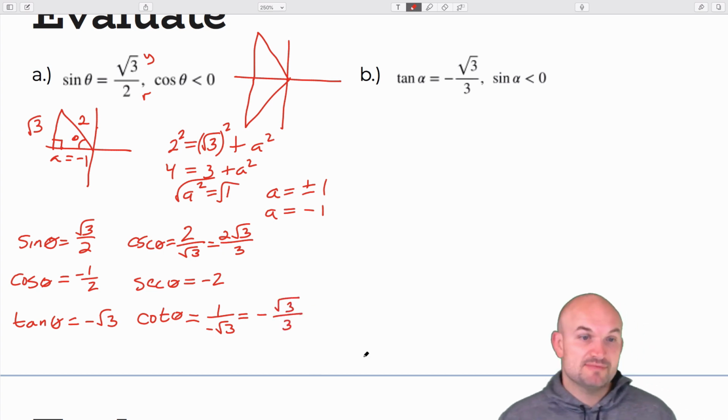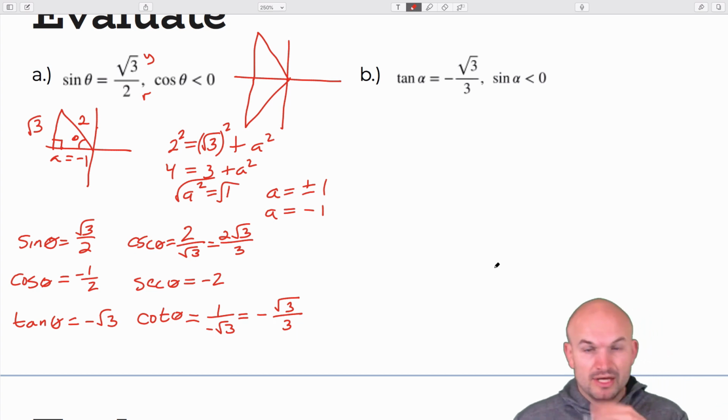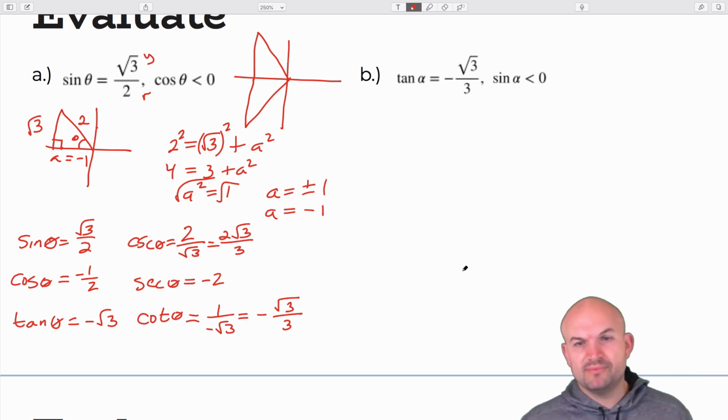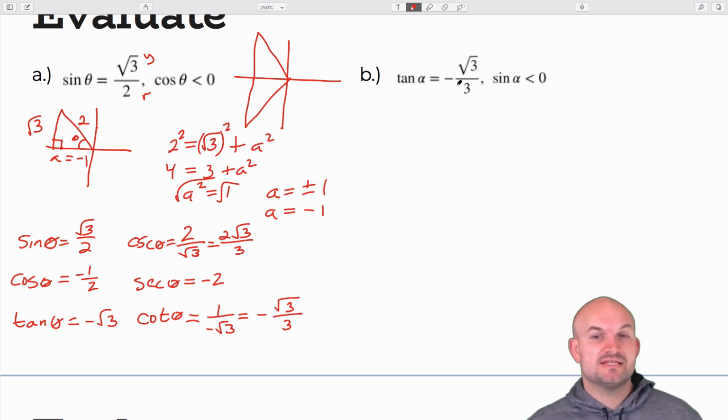All right. So that's basically how we utilize which quadrant we could be in. And sometimes you might just want to put in your options. Like for instance, I have tangent of alpha is negative. So if I think about that summary, I have 2 options here. Tangent of alpha is going to be negative either in the second quadrant, like we just explained, or in the fourth quadrant.